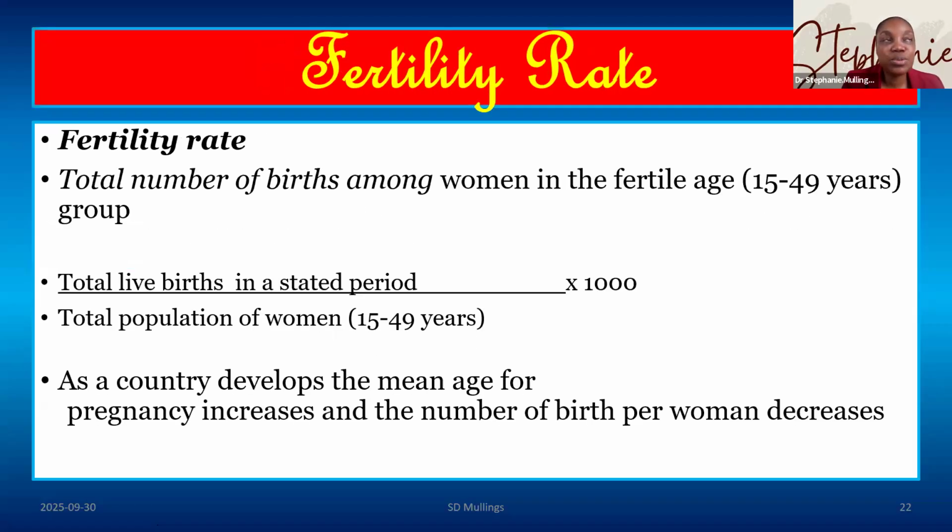Fertility rate speaks to the total number of births among women in the fertile age. And the fertile age, again, can vary by jurisdiction. For example, some texts will tell you 15 to 52. Here in Jamaica, our fertility rate is 15 to 49. So it's the total number of live births in the stated period. Again, we're looking possibly at a particular specific timing, and we are comparing those number of live births to the total population of the women in that particular age group, 15 to 49.